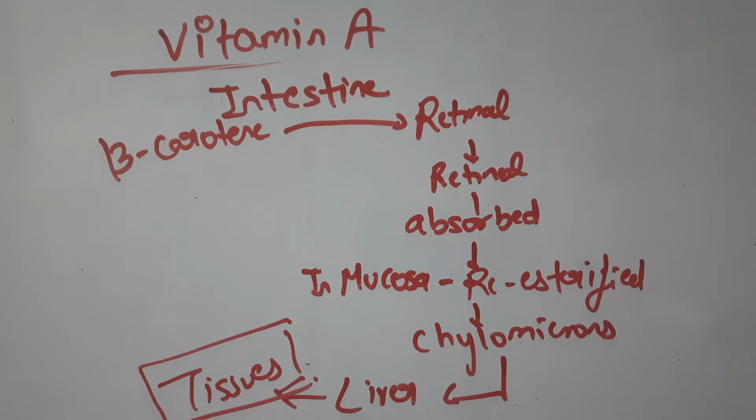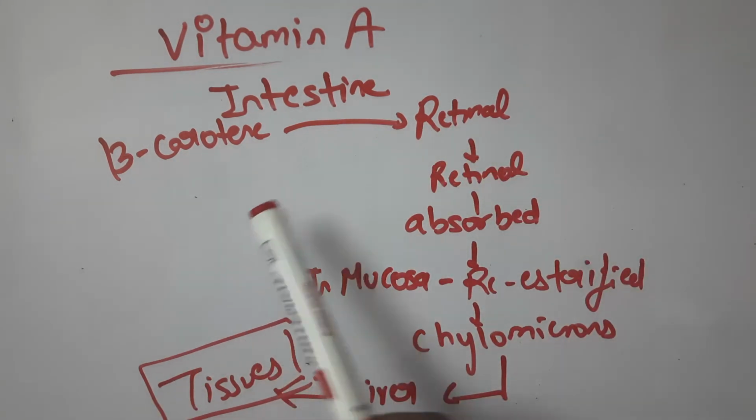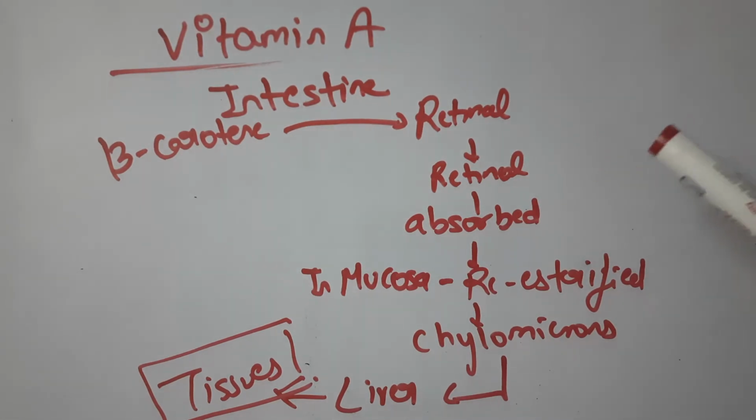If we talk about the absorption of vitamin A, intestine is the major site of absorption. If we ingest beta-carotene, in the intestine it will be converted into retinal, then retinol, and retinol will be absorbed along with the bile salts as it is a fat-soluble vitamin. Within the mucosa, retinol is re-esterified with fatty acids and then it is incorporated into chylomicrons. Then it will be transported to the liver. From liver, it will be transported to the peripheral tissues as trans-retinol by retinol binding proteins.